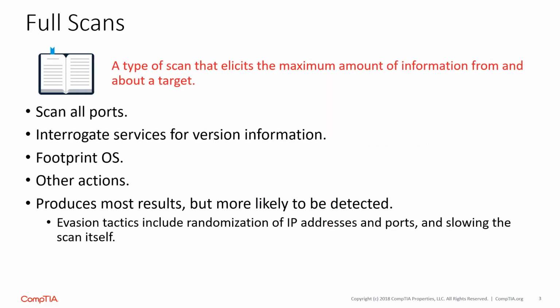A full scan is one in which as much detail as possible is collected about the target. It can include scanning all ports, interrogating services for versions, and footprinting the operating system. This can be used with either TCP or UDP, though UDP will take considerably longer as the scanner must wait to time out if no response is received on that port. Full scans produce the most results but are also the noisiest and can easily be detected by IDS/IPS systems. Common ways to evade detection include randomizing the IP address and port and slowing the scan down.